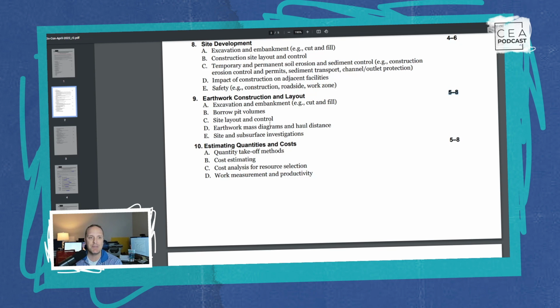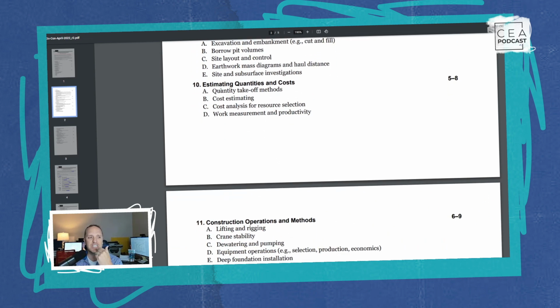So again, we're going deeper now into these subjects. Number 10 is estimating quantities and costs. So now we're going further into that. So quantity takeoff methods again, cost estimating, cost analysis for resources, as well as work measurement and productivity. How many labor, how many men you got to do a certain job, things of that nature. That's 5 to 8 questions there.